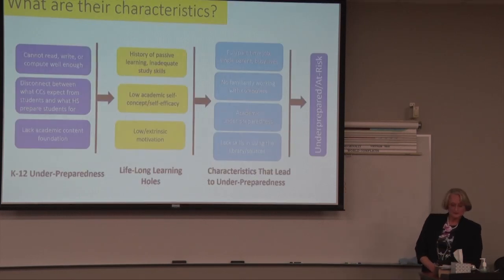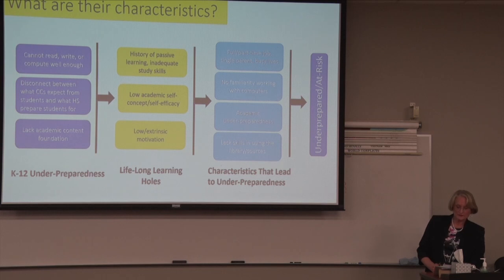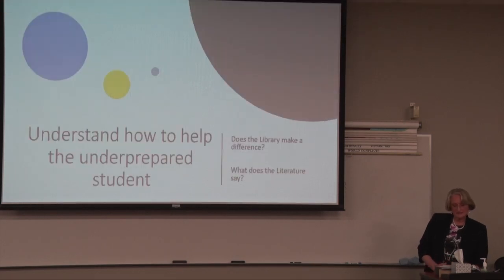Okay, this chart pulls together the highlights of what we have learned from the literature. The first column highlights the circumstances that begin normally with a K through 12 underpreparedness. Without strong academic foundation, the students' lifelong learning weaknesses become a way of life as they come into college. So we need to ask, can the library make a difference? What does the literature say?